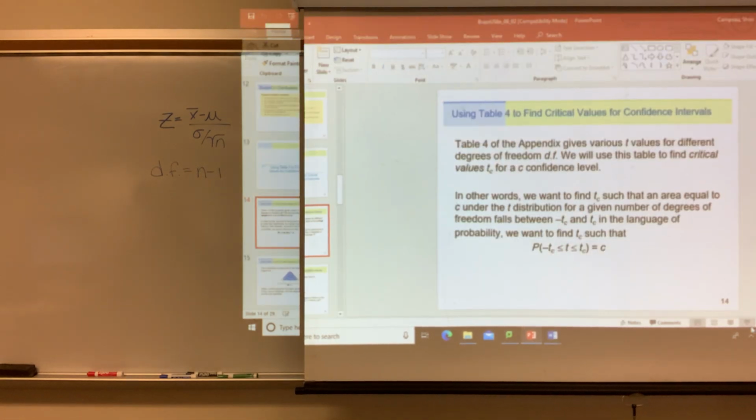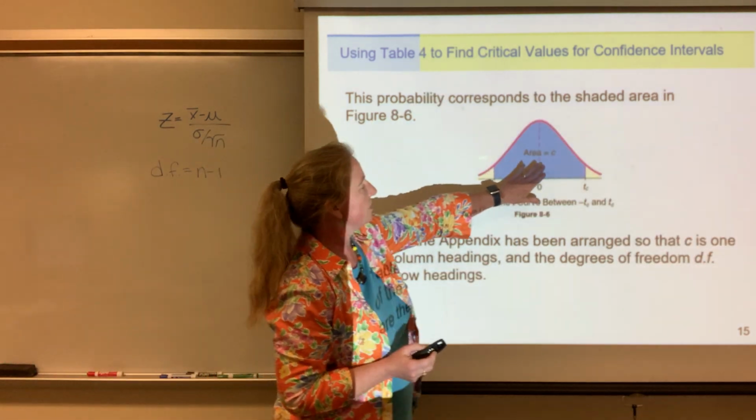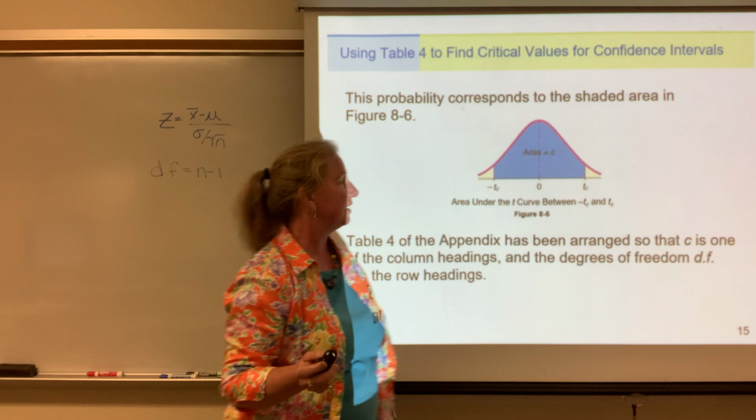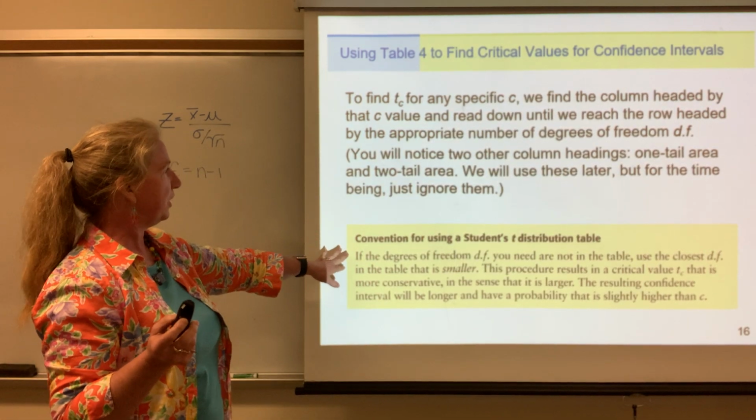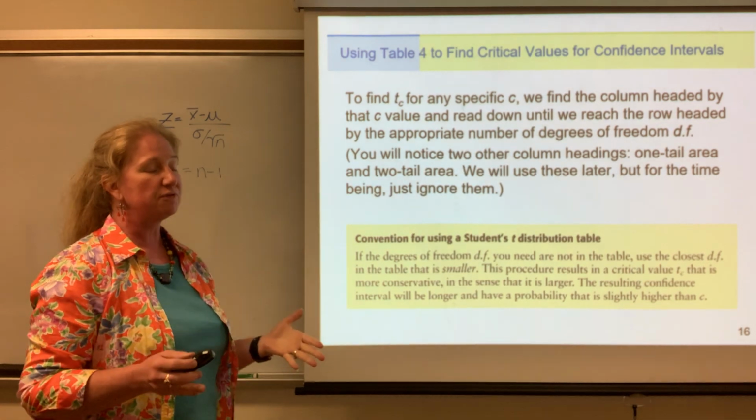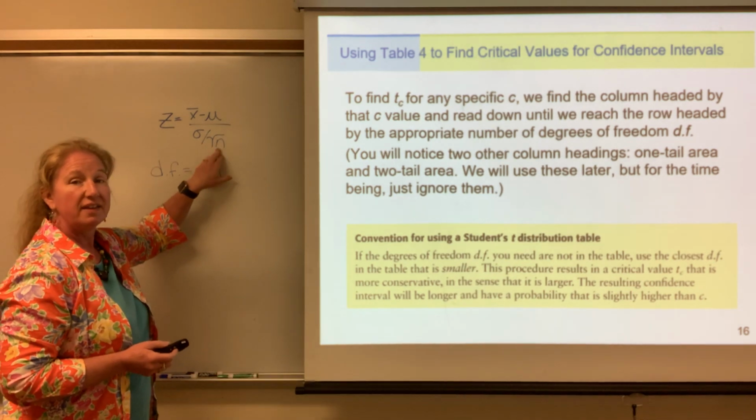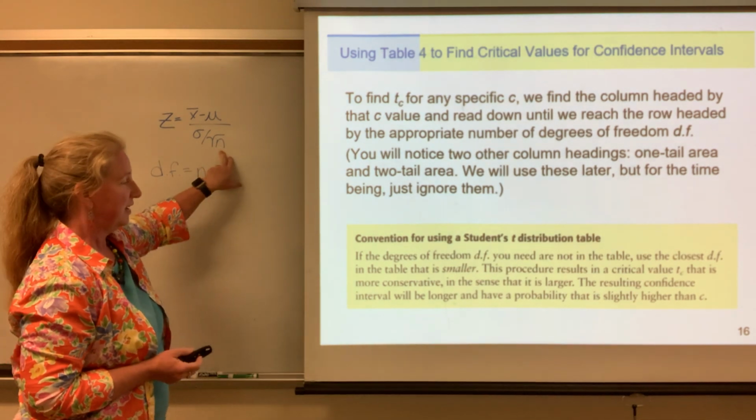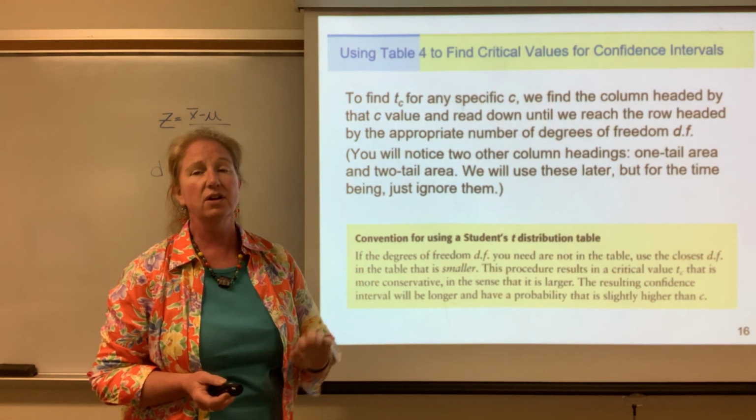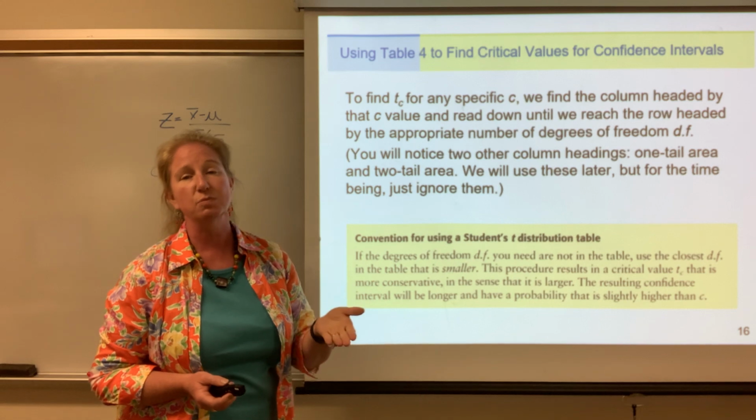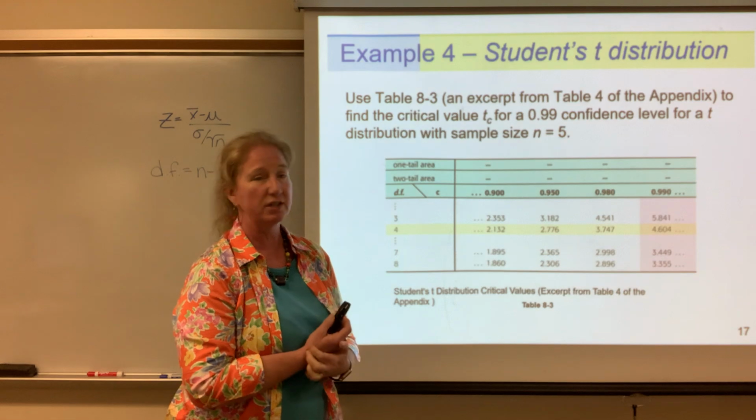All right, let's jump back in. So again, very similar to the Z, this confidence is the area under the curve in the center. One note: degrees of freedom is n minus 1, so just make sure you keep track when you're doing your formula. This is n, not n minus 1. If for some reason the degree of freedom you need is not on there, go to the next number smaller, okay? So here's kind of a snapshot of that chart I just showed you.